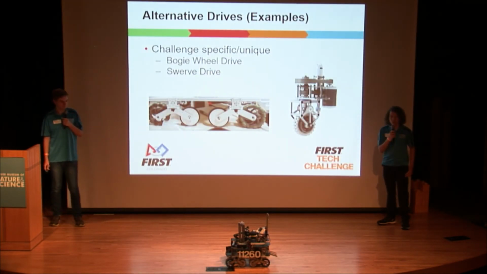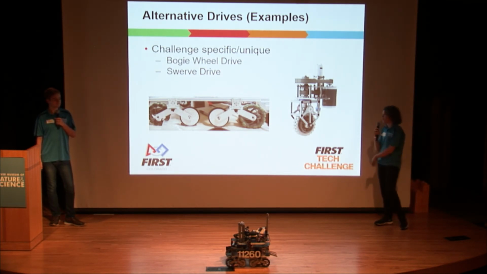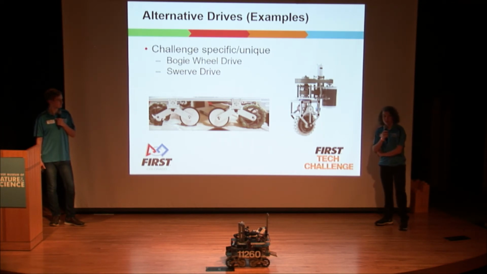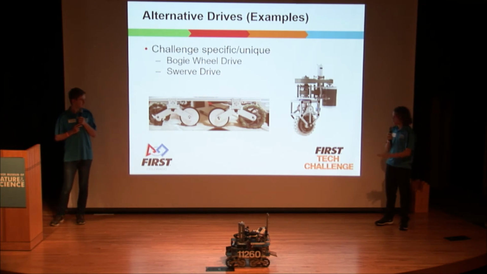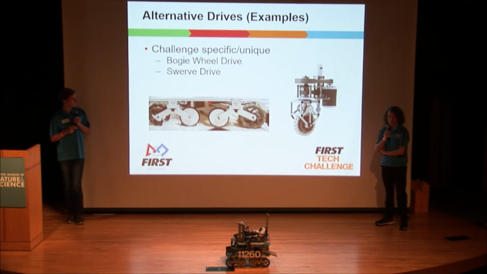So next we have alternative drive types or game-specific drive types. First we have bogie wheel bases, and that's what we have here. This allowed us to go over the crater in last year's game while not moving our entire robot up and down too much. So this allowed us to get in and out of the crater very easily while collecting minerals. Then we also have a swerve drive, which is a very complex drive system which allows you to move in any direction, but it does take more motors and is generally heavier.